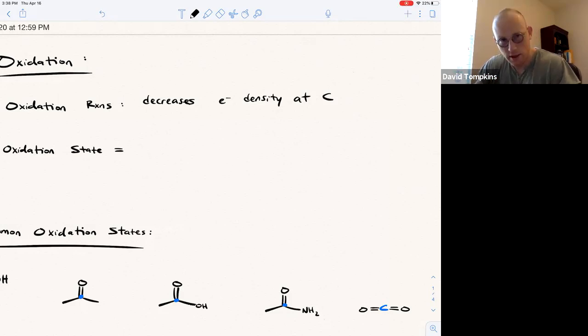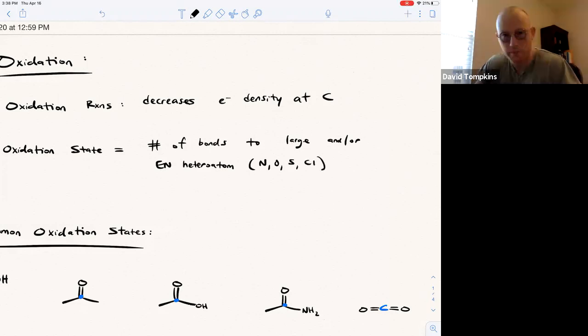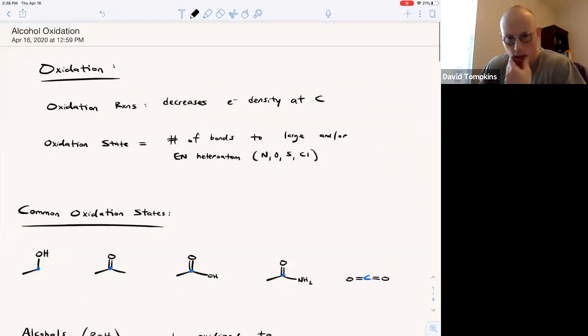So the oxidation state you can think of as being the number of bonds to a large and/or electronegative heteroatom. And some examples of these heteroatoms include nitrogen, oxygen, sulfur, and chlorine, among others.